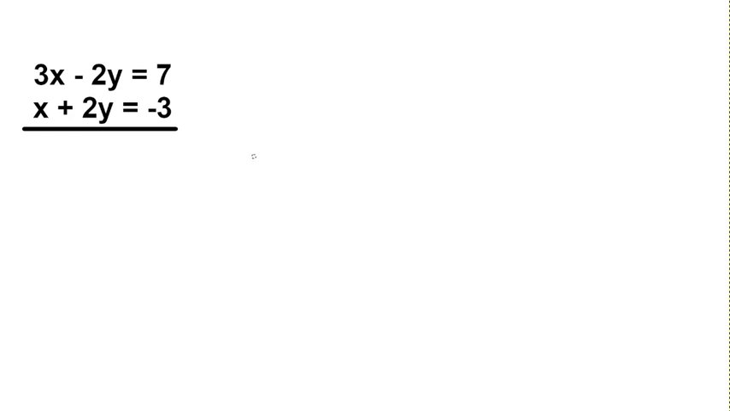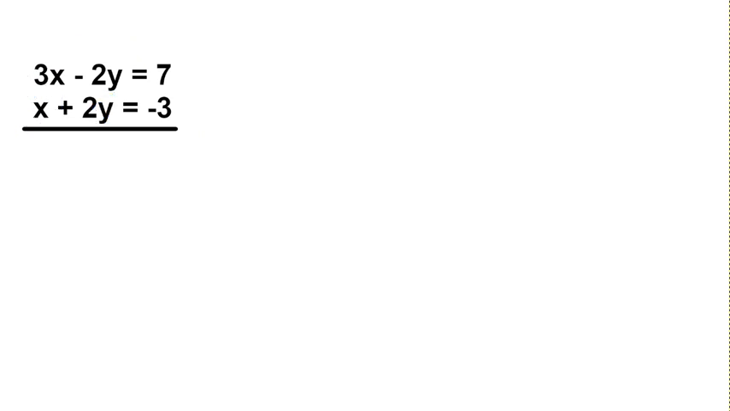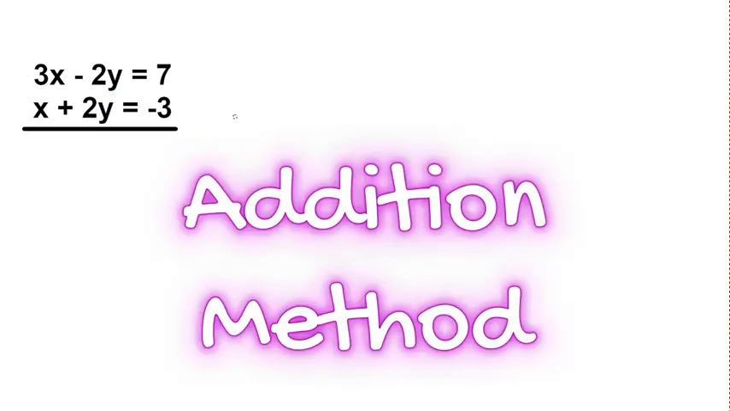Hello, kids. Well, we're going back to try and learn a different way to solve these two variable equations. That's when we have two equations, each with two variables. You see the x and the y, two different equations. We previously learned the substitution method. This is called the addition method.